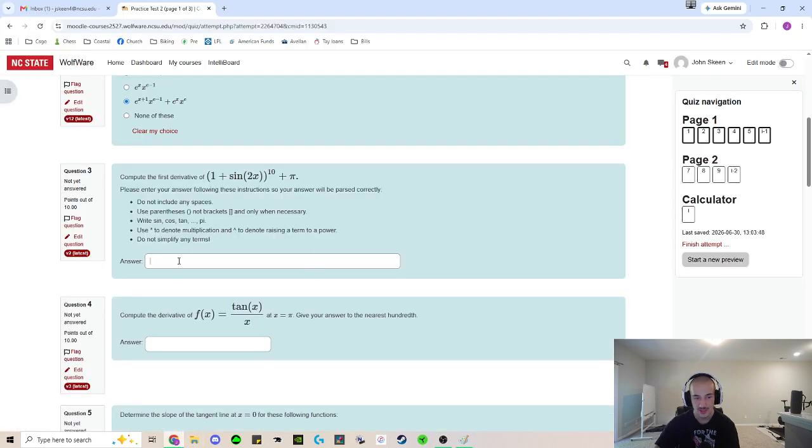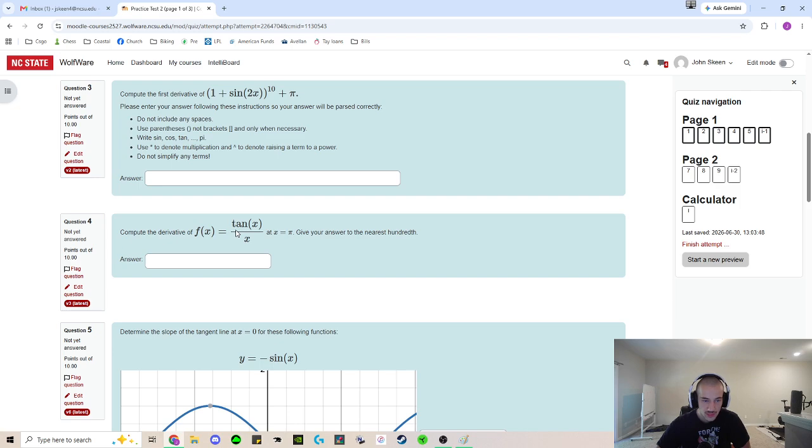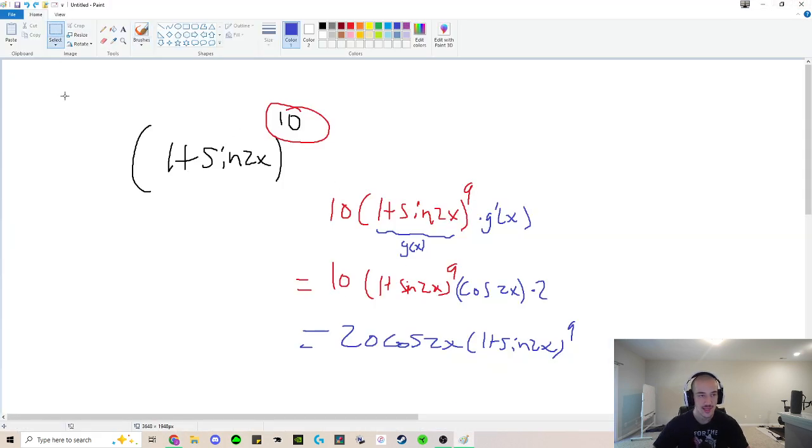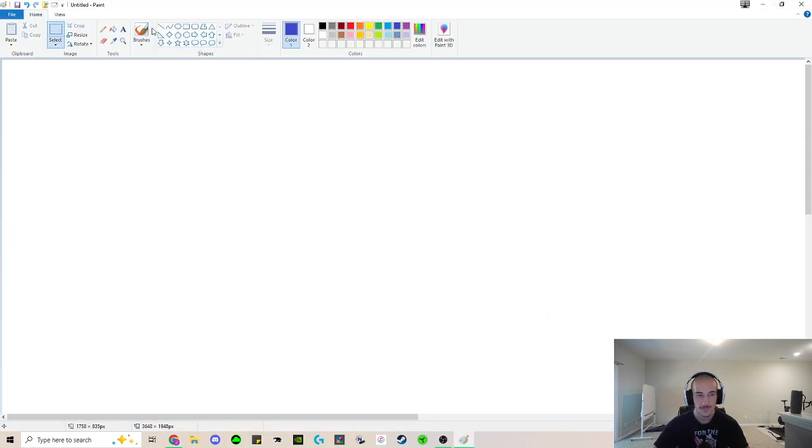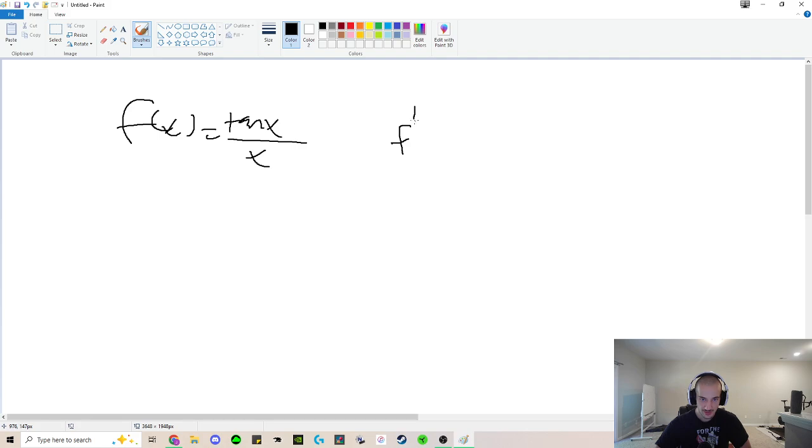I'm not going to write that just because, whatever, but that's what it is. Okay, same thing here. We're going to compute the derivative of this guy at x equals pi. We've got f equals tangent x over x. So f equals tan x over x. Okay, f prime is going to be what?